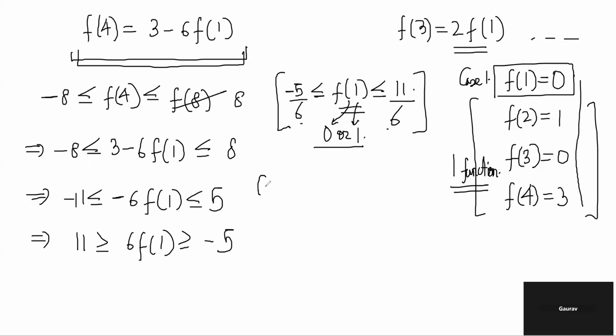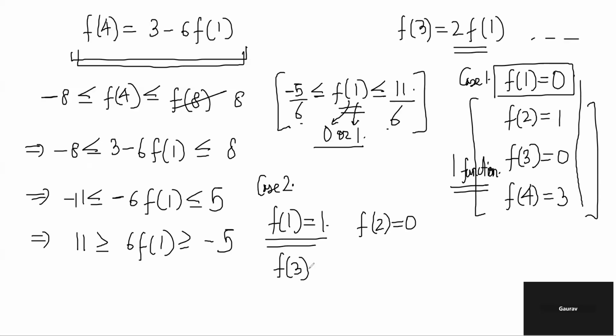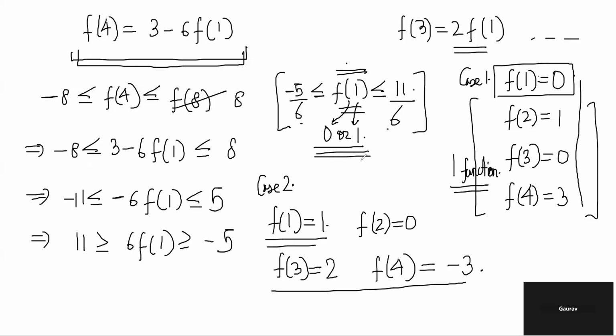Similarly, case 2, f of 1 is coming out to be 1. In that case, f of 2 is 0, right? And f of 3 is 2 times f of 1, so 2. And f of 4, if you solve from the third equation, you get minus 3. And ultimately, these are the only two cases possible because these are the only two possible values of f of 1, right?